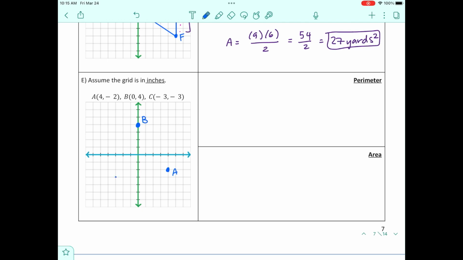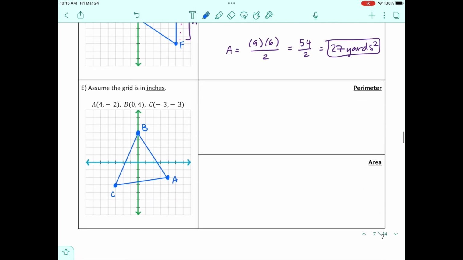And C is located at -3, -3. So here is this triangle. And I hope you are going to see why this becomes more difficult, because we cannot count any of these measurements, okay? Since we cannot count any of these measurements, we are going to have to use the distance formula for every single one of these, but I'm going to do it with you, okay?